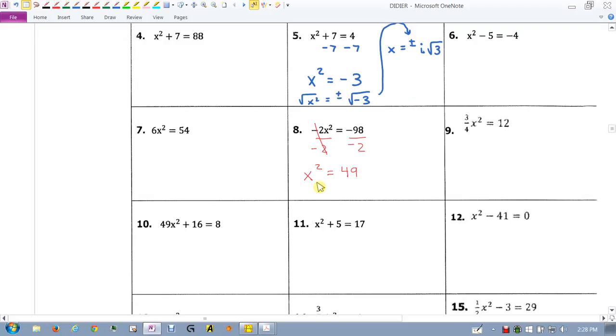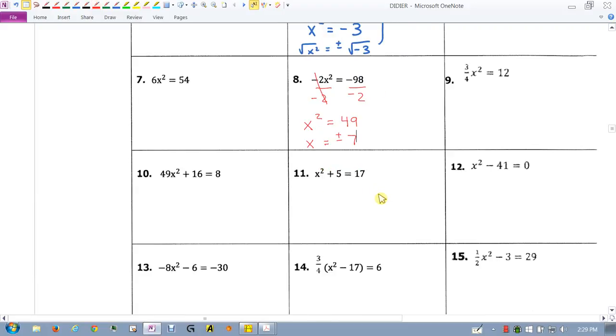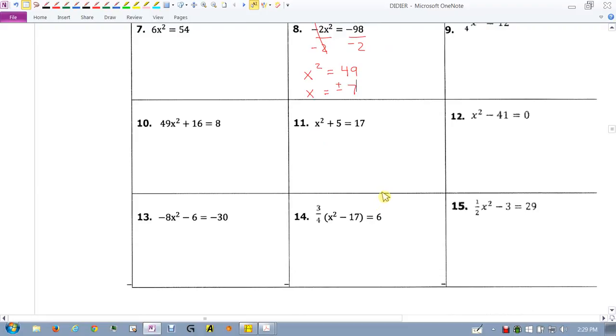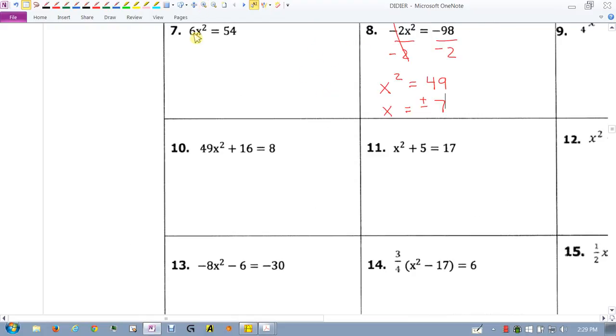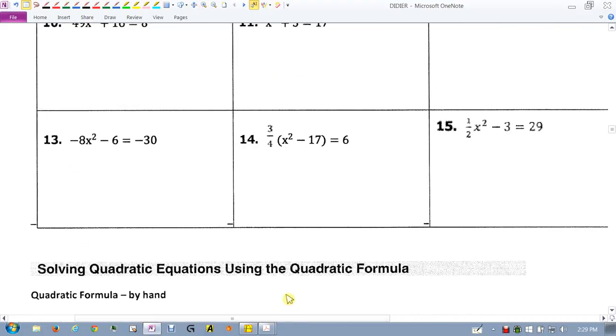Now what? Square root both sides. Square root the left side, we get x. On the right, plus or minus, what is the square root of 49? It's a nice number, right? 7. So we have two answers, 7 and negative 7. Well, I like 14. That's one option.